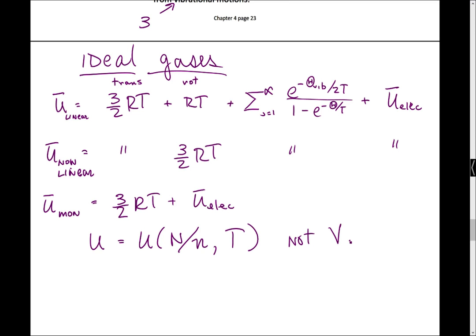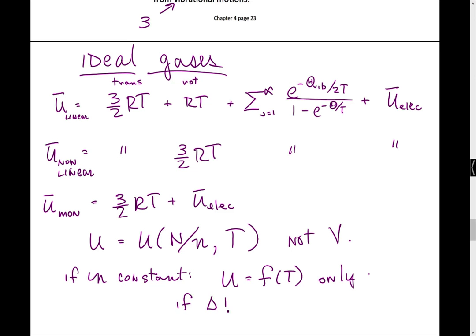Okay? So what we can say is if n is constant, then U is a function of T only. If delta T is equal to 0, what can you say about delta U then? It has to be equal to 0, okay? All right, that's a really important concept that we're going to be utilizing in Chapter 5, okay?